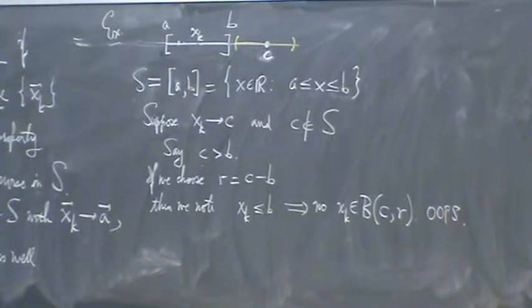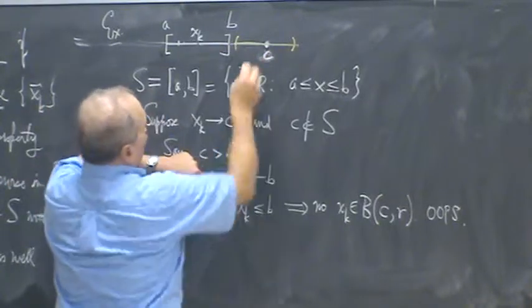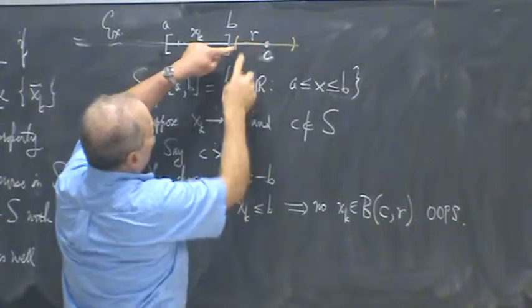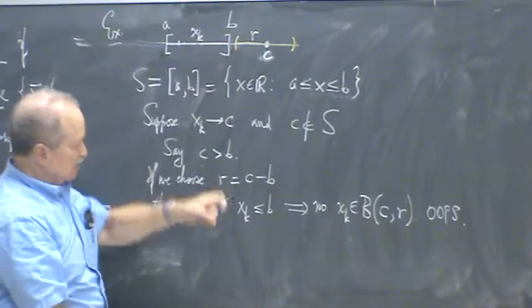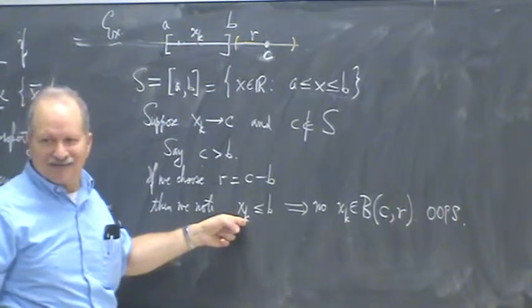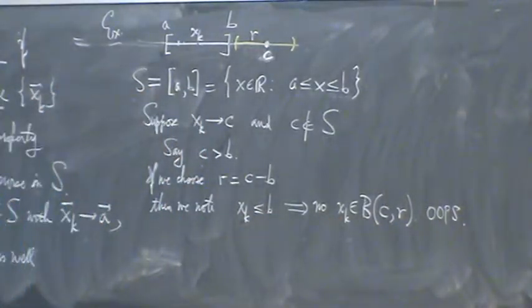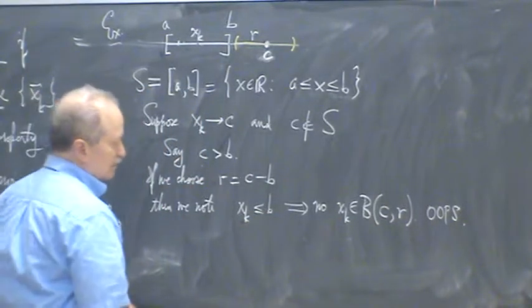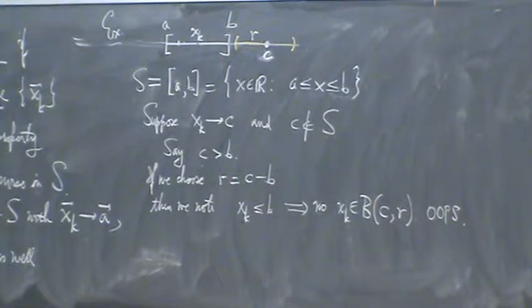You get that? If you're in the ball of radius R here, then all the things in there are bigger than B. But all the XKs are at most B. So there can't be any in there. So that means it didn't converge to C. Okay. I will allow you to say that was obvious in the first place.